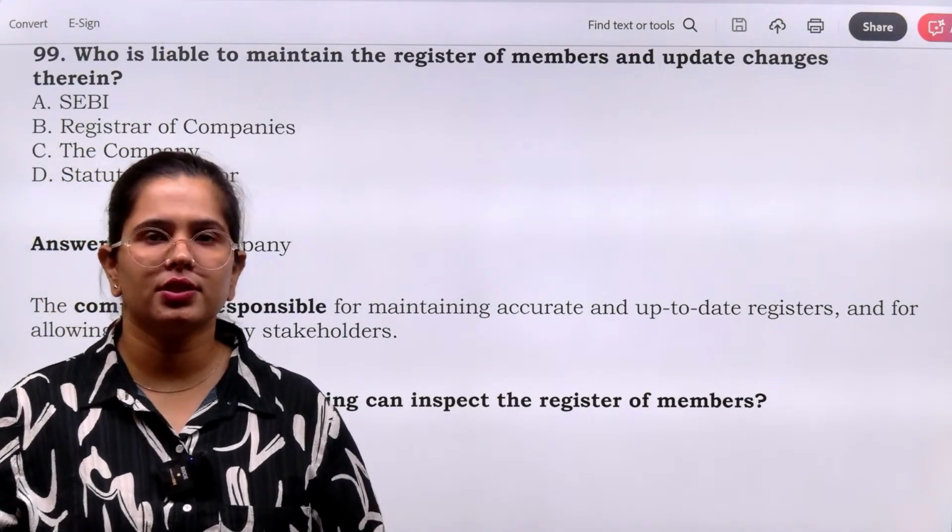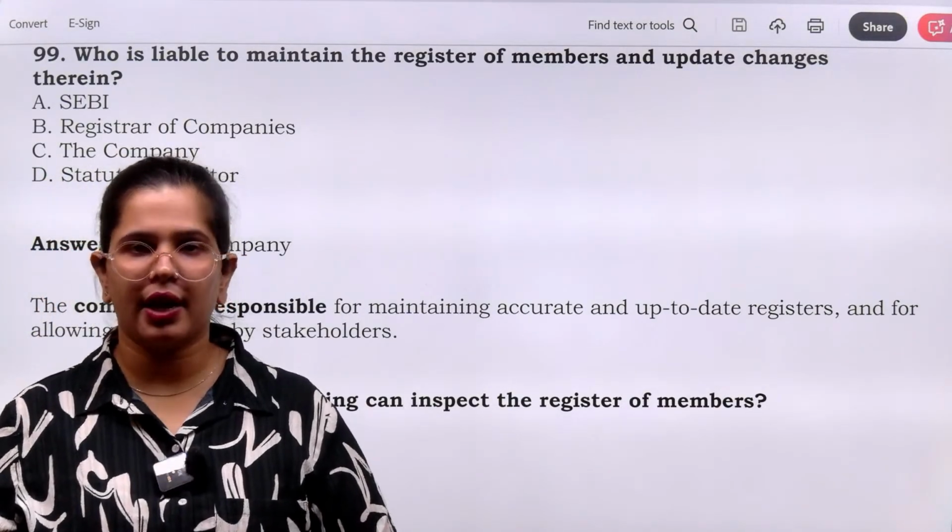So, these were all the questions that we had to discuss in module number 4. I hope you will revise it well.